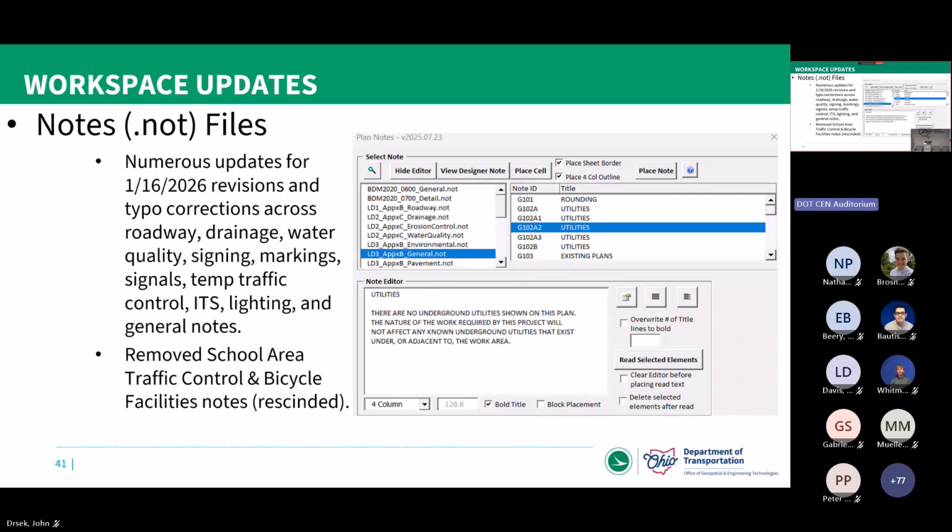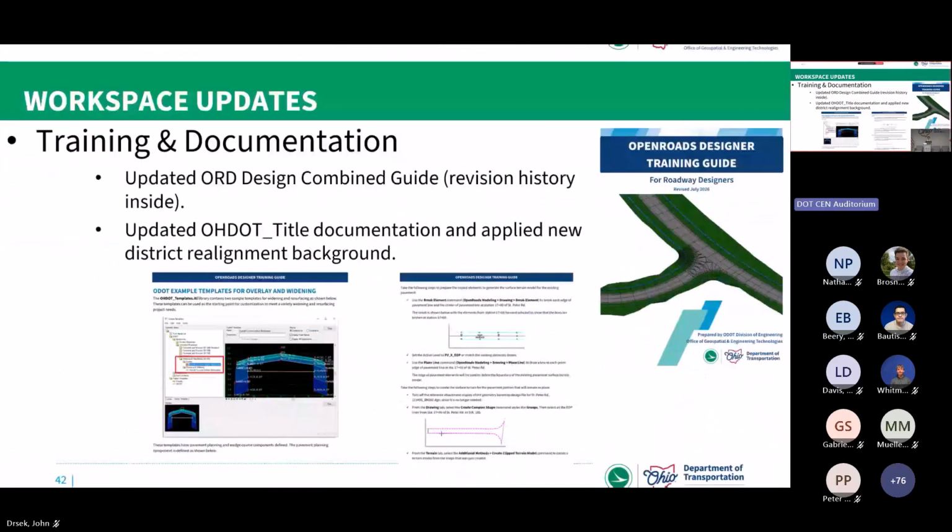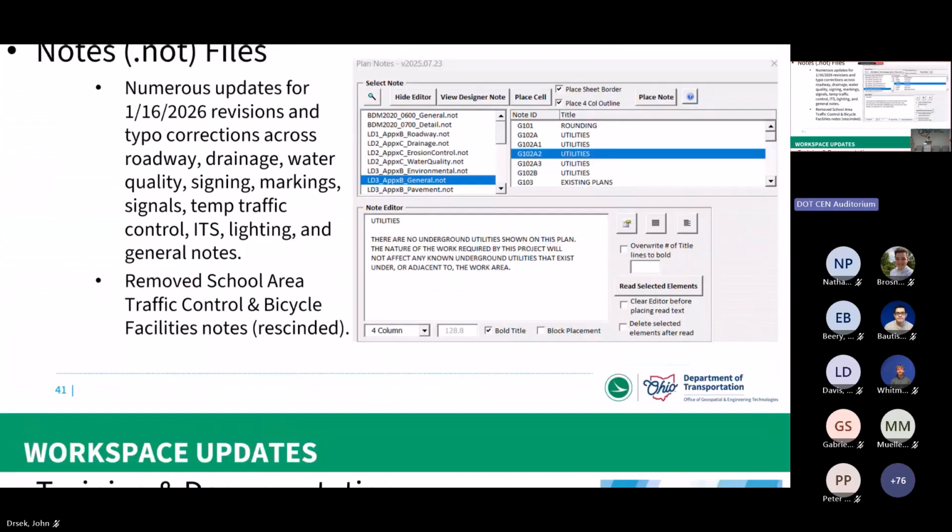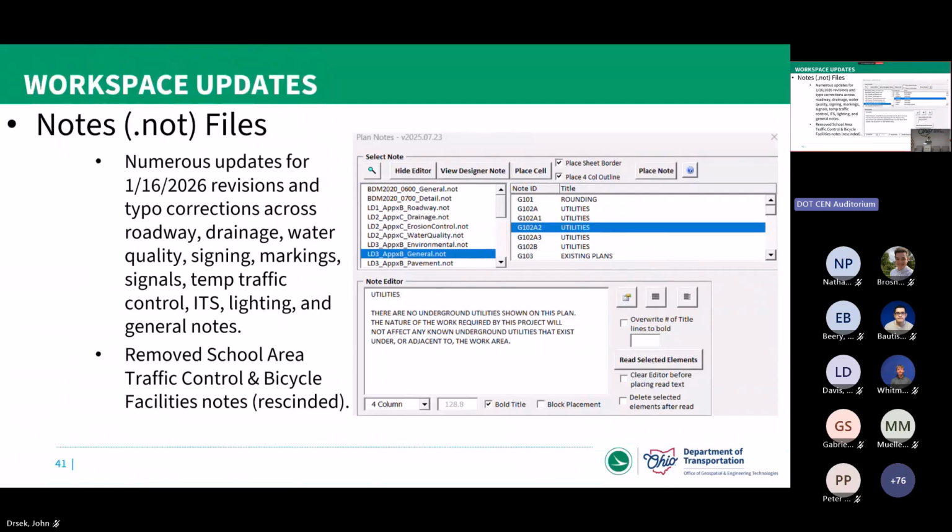Then for our note files and general notes, we made quite a few updates for the latest revisions and typos across pretty much every respective section. And then we also ended up removing the school area traffic control and bicycle facility notes. Those are not used anymore. That has a note there, January of 26. Vikram just made a really good effort to go through and get it all updated for the July updates as well. So those should be out there too.